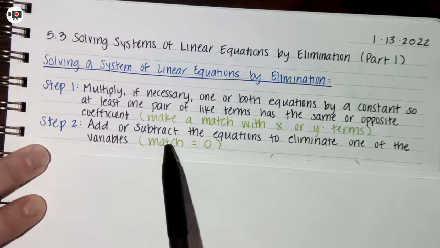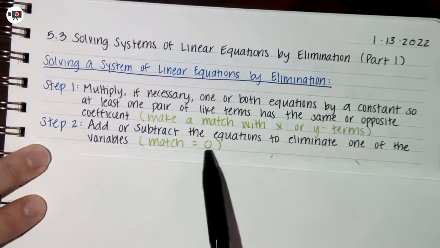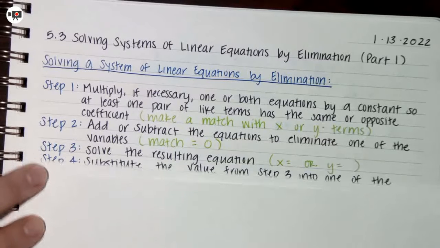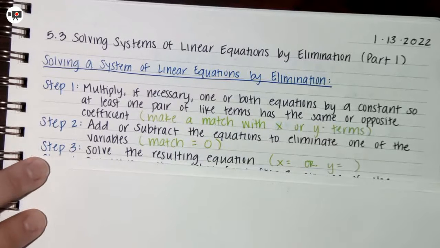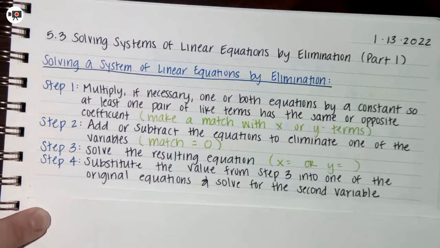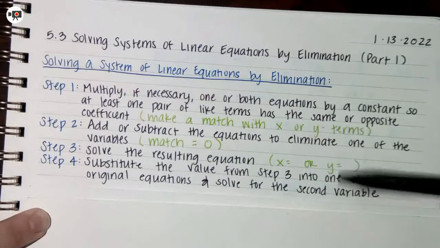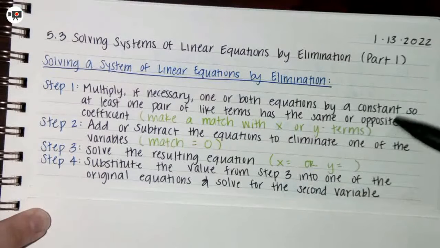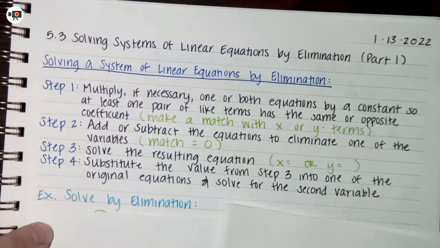That means your match, after you add or subtract them, will equal 0. Then you will solve the remaining equation, so you'll get a y equals a number or x equals a number. Then you will substitute the value from step 3 into one of your original equations and solve for the second variable. Step 3 and 4 are the same process as the ending of substitution. It's just this step 1 and 2 that is different. So let's do an example.